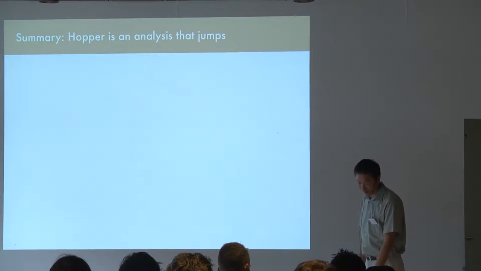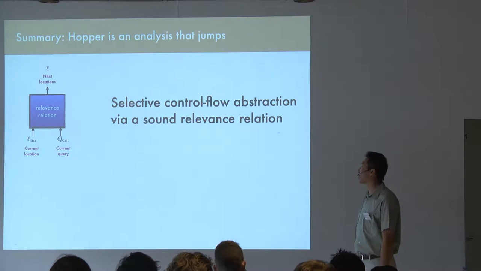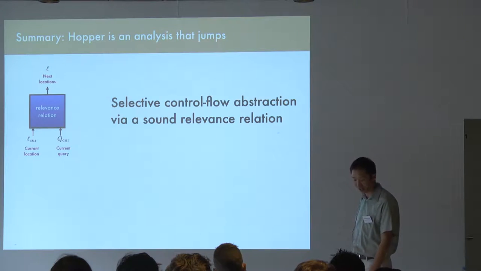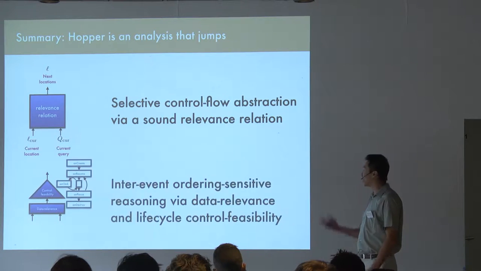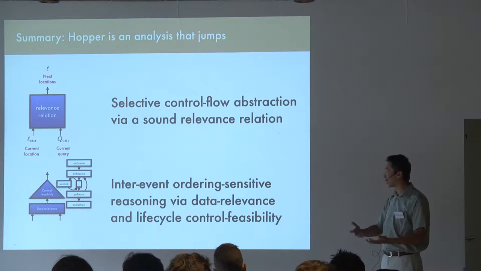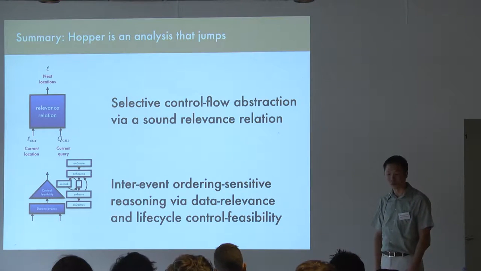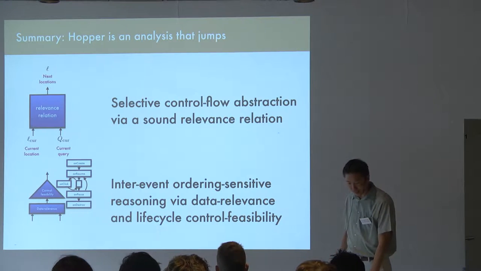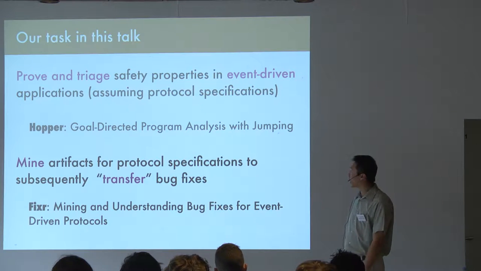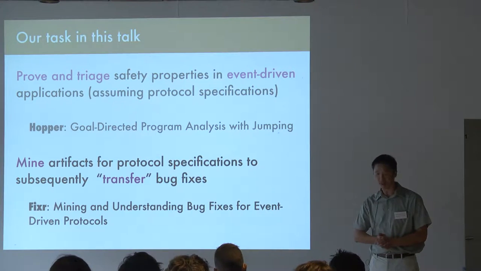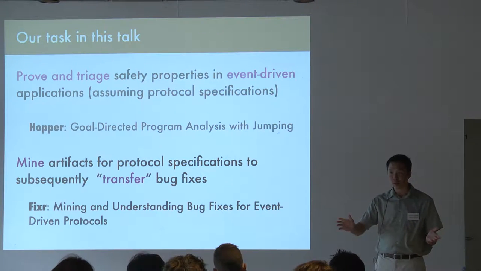Right, so I said this already, Hopper's analysis, the basic idea is this selective control flow abstraction with a sound relevance relation, right? And then using, in particular, the Android context, the inter-event ordering reasoning we get by considering lifecycle control feasibility. So, all right, that's the first half of the talk about how we do proofs, okay? Any questions at this point about this?